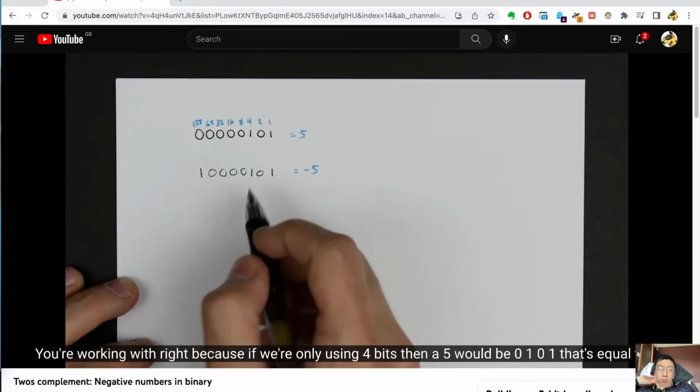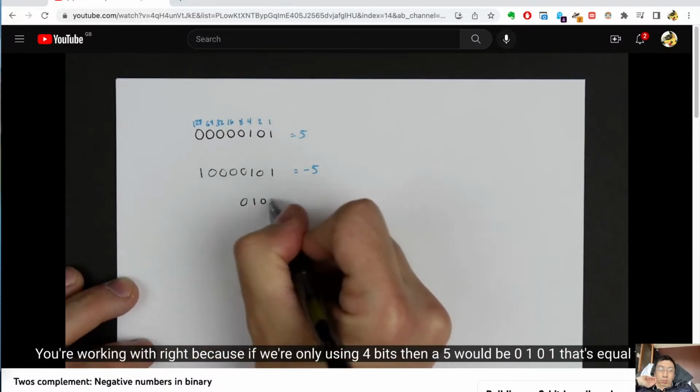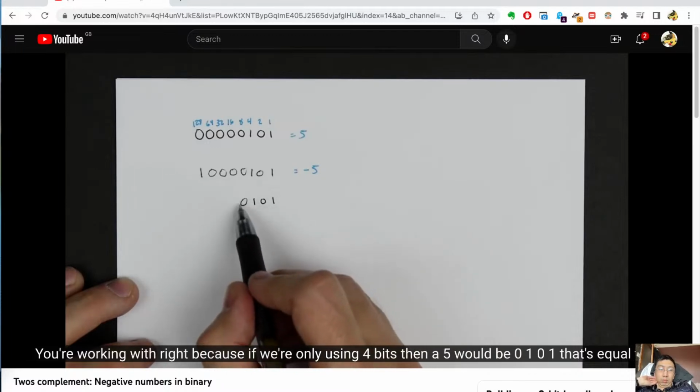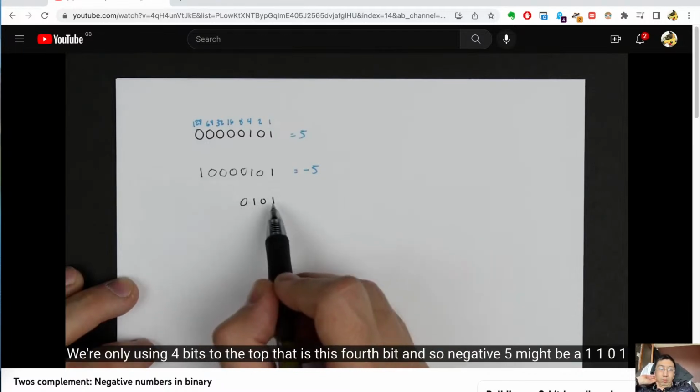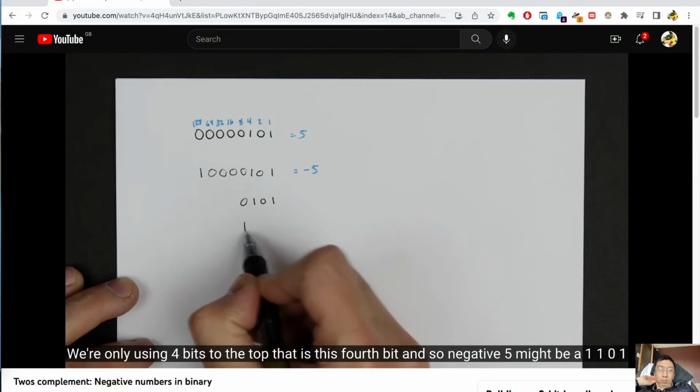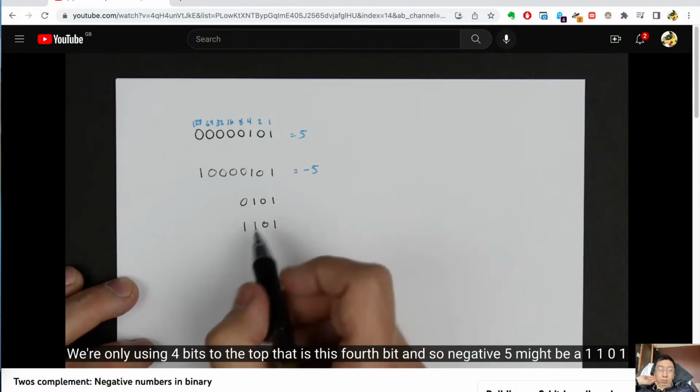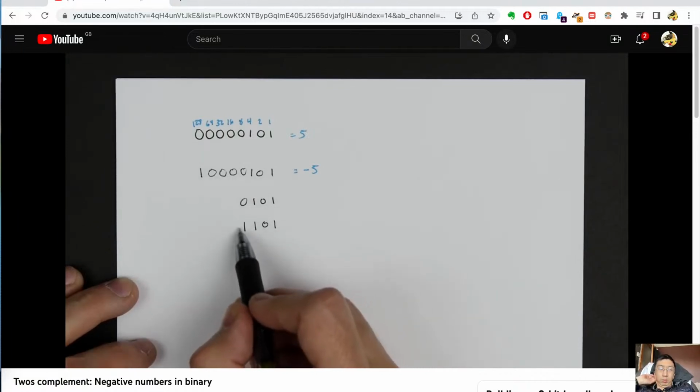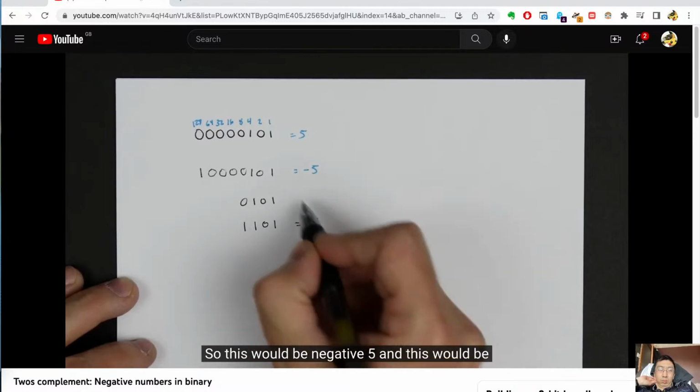Because if we're only using 4 bits, then a 5 would be 0, 1, 0, 1. That's equal to 5. But then we're going to use this top bit here. In this case, we're only using 4 bits. So the top bit is this 4th bit, and so negative 5 might be a 1, 1, 0, 1. And now instead of this being the 8's place, this is actually representing the sign. So this would be negative 5, and this would be 5.